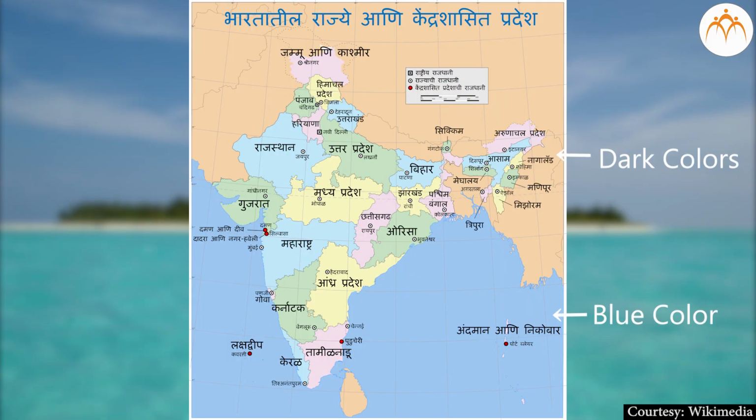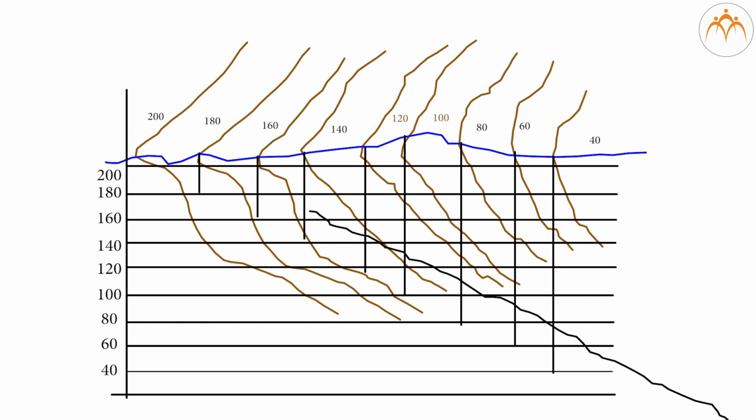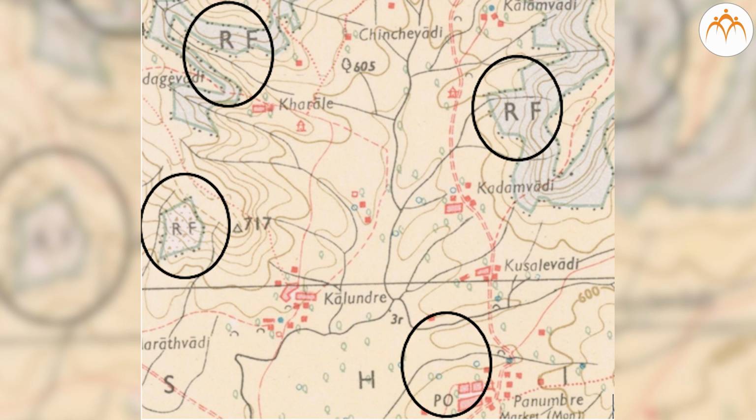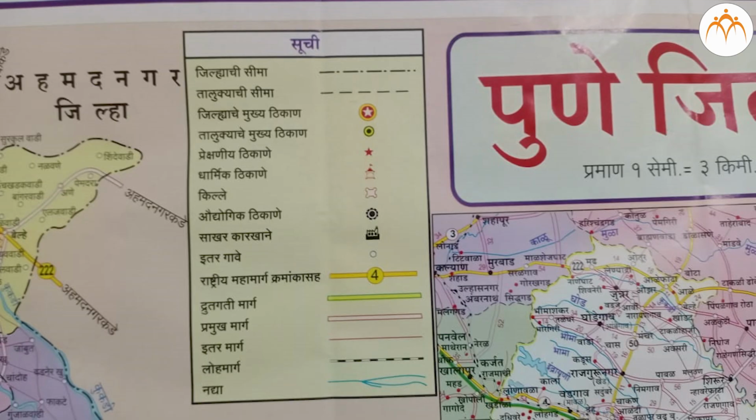The blue color is used to show water, whereas dark colors are used to indicate the heights. In landscape maps, the red color is used for habitat, blue to show the flow of the river, black color to show the flow which is devoid of water, and the contour lines having the same heights are shown by brown color. Certain abbreviations such as PO for post office and RF for reserved forest are generally used. There are certain symbols used for fort and church.